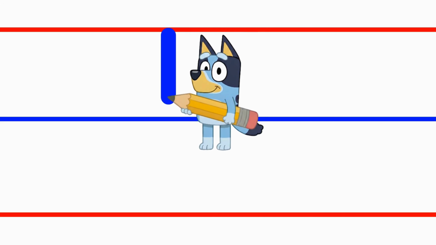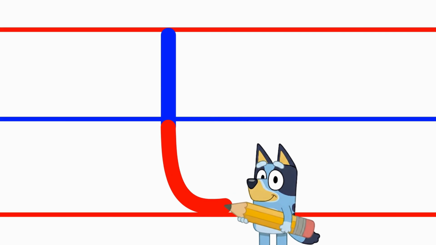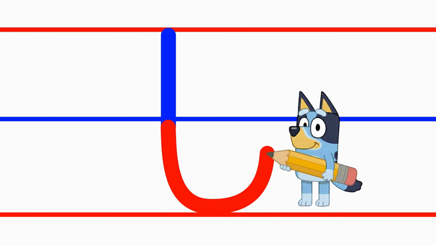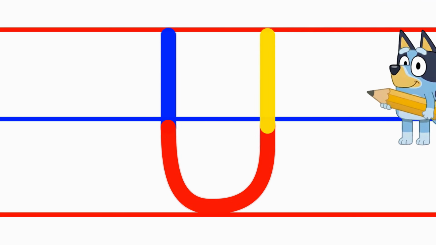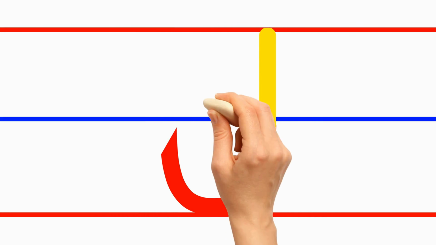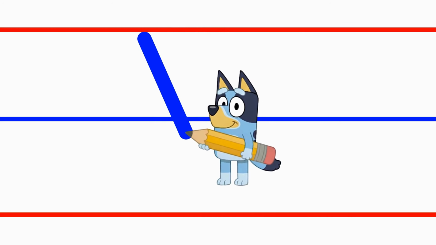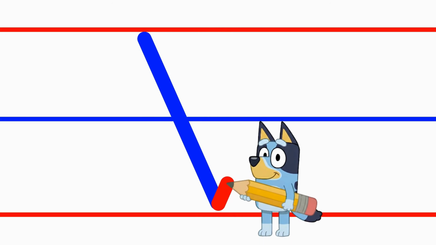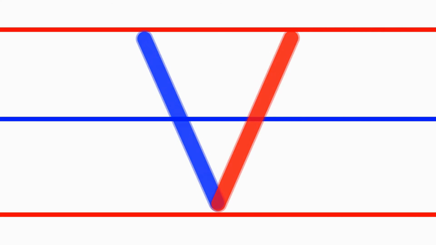Standing line going down, half circle. Then standing line going up, capital U. Slanting line going down, then slanting line going up, capital V.